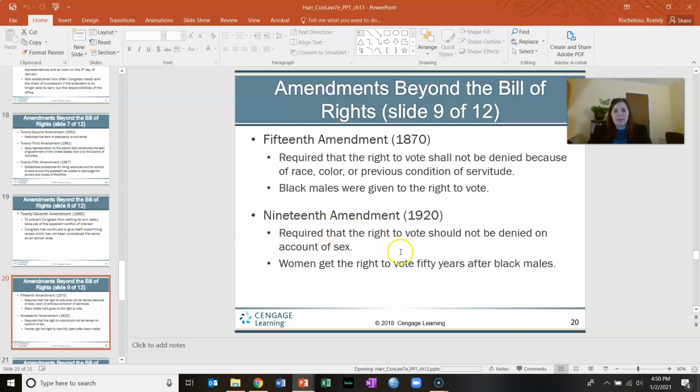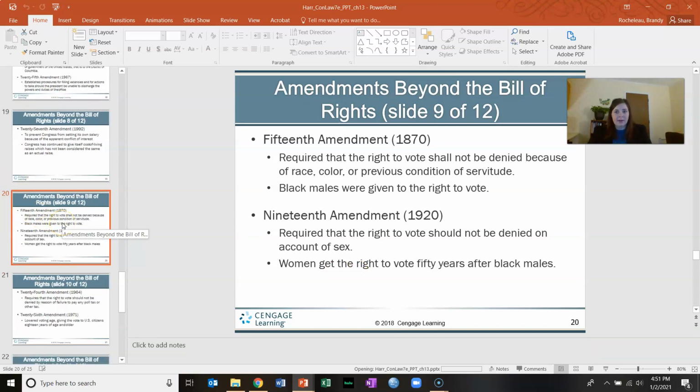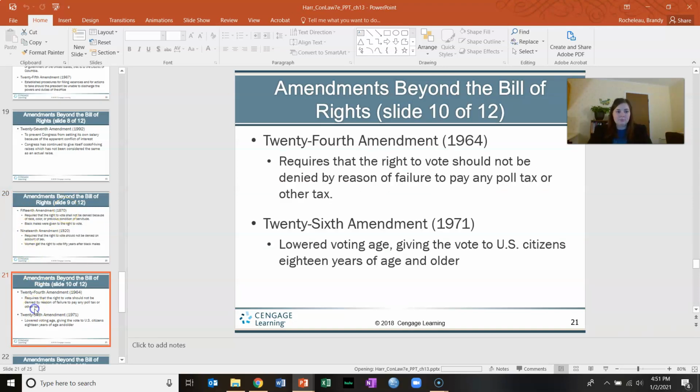In 1920, the 19th Amendment requires that the right to vote should not be denied on account of sex. So women get the right to vote 50 years after Black males get the right to vote. Now, Black women don't get the right to vote until 1964, the Civil Rights Act. So it's important to note that Black women were the last group to be enfranchised in our country.